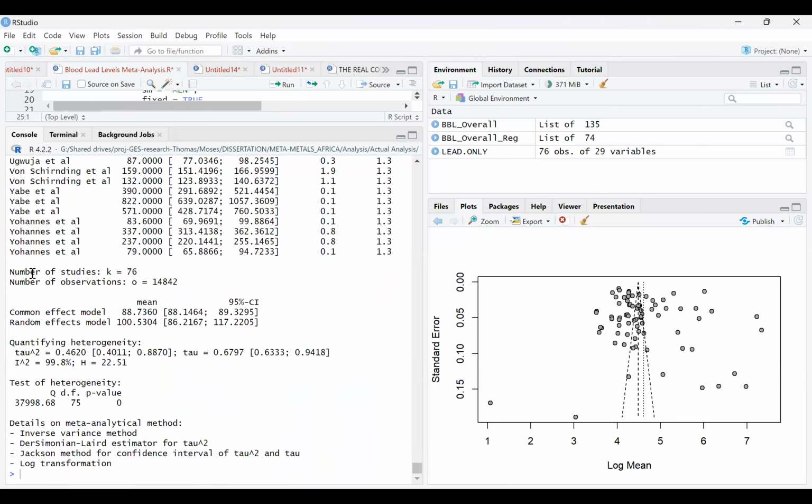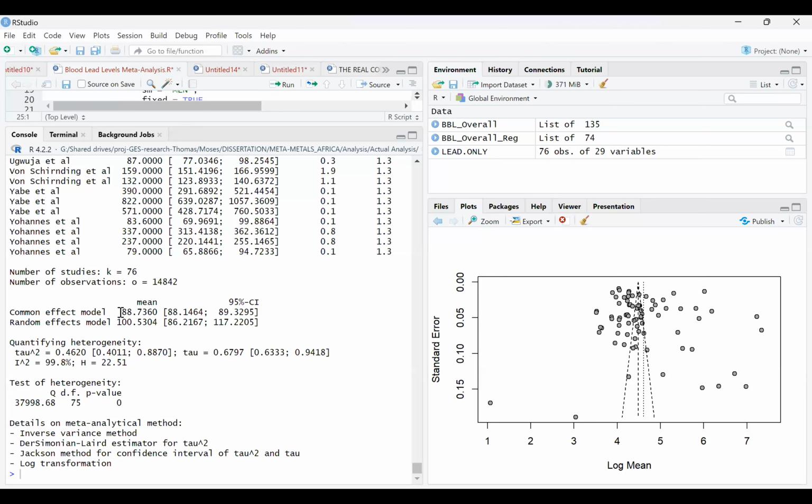The number of studies here, K, which is the degree of freedom, is 75, K minus 1. Then I have observations, which is the sample size, all the people combined. We have 14,842 people represented in this study, so it's good enough for generalizing to the entire Africa, somehow, and better than using individual studies for decision making. Then we have the random effect, which gives us 100.5 microgram per liter. The common effect, which is the fixed effect, is giving us 88.73.